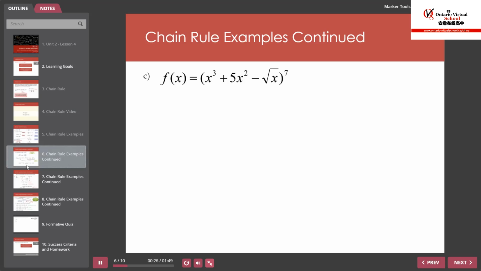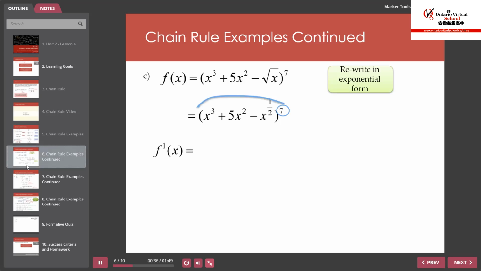If we're looking to find the derivative, or f prime of x, we can re-express things in exponential form because we do have a radical in there. Now finding its derivative, the 7 is brought out to the front, bracket stays the same, and notice 1 has been subtracted from the 7, giving us 6. Now we need to multiply this by the derivative of the inside part. The derivative of the inside part, first starting with the x cubed, is 3x squared. Second piece becomes 10x, and the third piece becomes negative 1/2 x to the negative half, because we have to, don't forget, subtract 1.